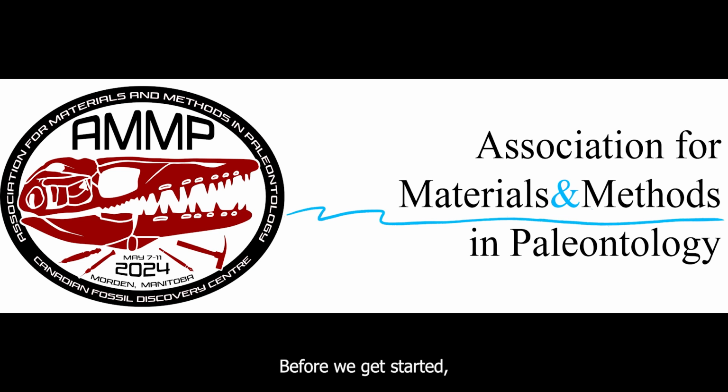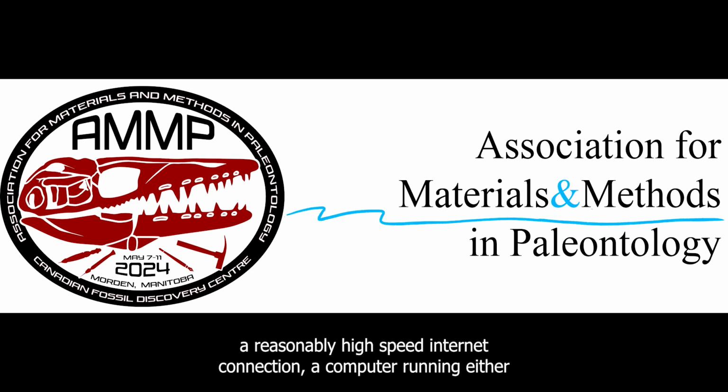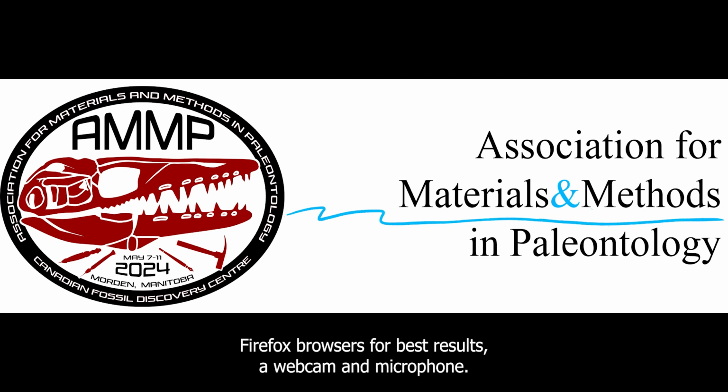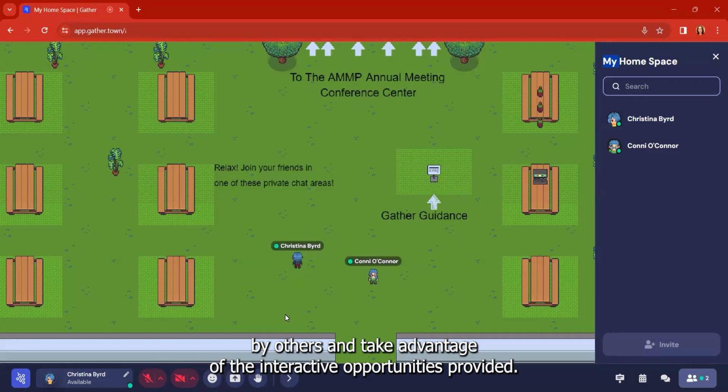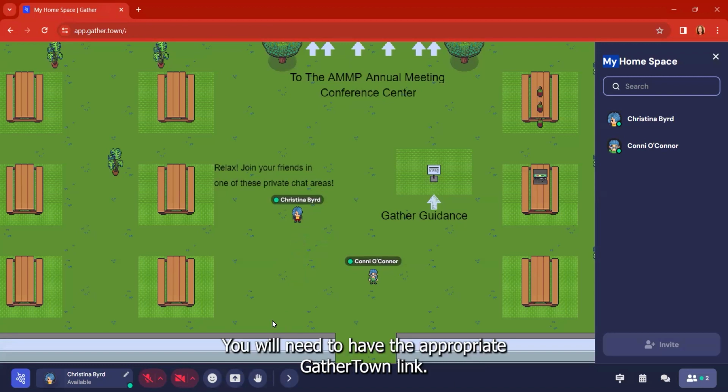Before we get started, minimum requirements for participation in the meeting include a reasonably high-speed internet connection, a computer running either Google Chrome or Mozilla Firefox browsers for best results, a webcam and microphone. These are optional, but necessary if you wish to be seen and heard by others and take advantage of the interactive opportunities provided. To enter the GatherTown space, you will need to have the appropriate GatherTown link.